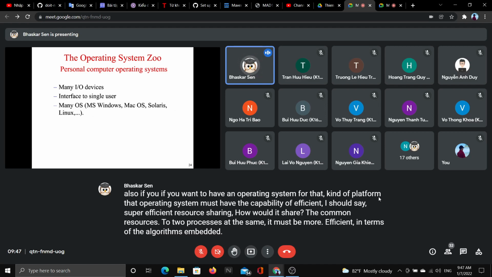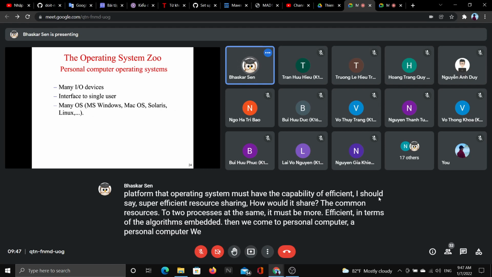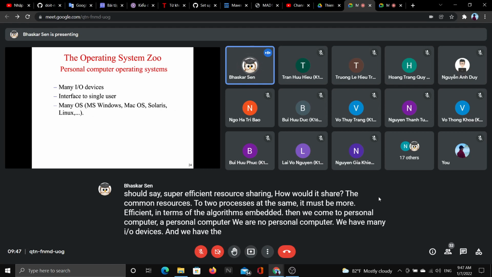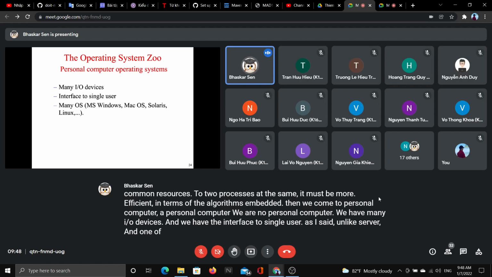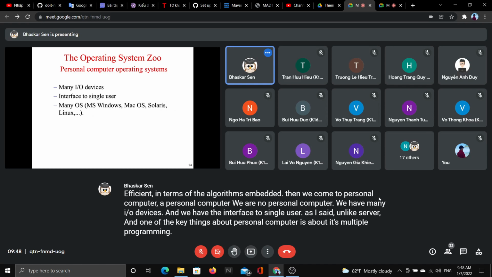Then we come to the personal computer. We all know the personal computer. We have many I/O devices, and we have the interface to a single user, as I said, unlike a server. And one of the key things about the personal computer is its multi-programming. And this is where we started.